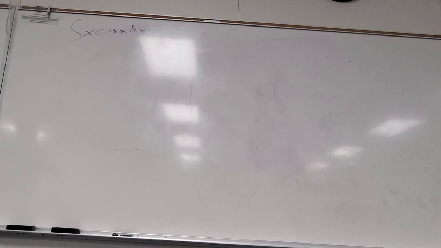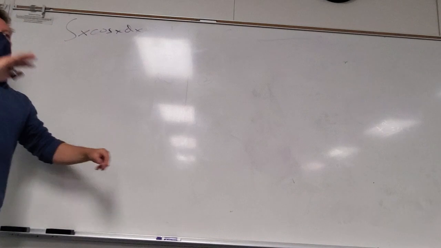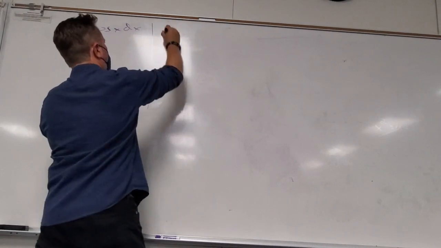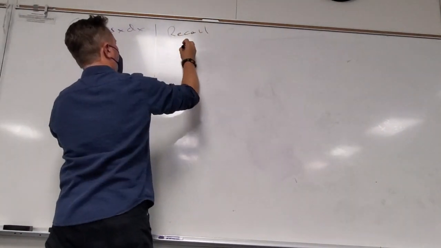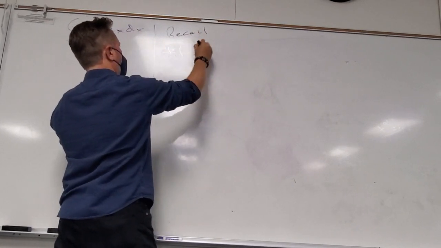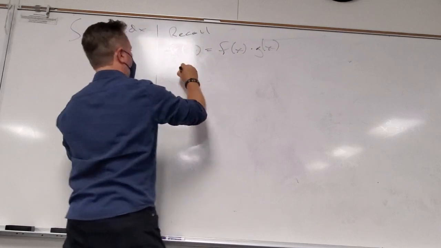So, I want to show you where this method comes from in the little bit of time I have left. Let's see if this is going to happen. So, recall, if I have, let's say, h is equal to f times g. What is h prime?